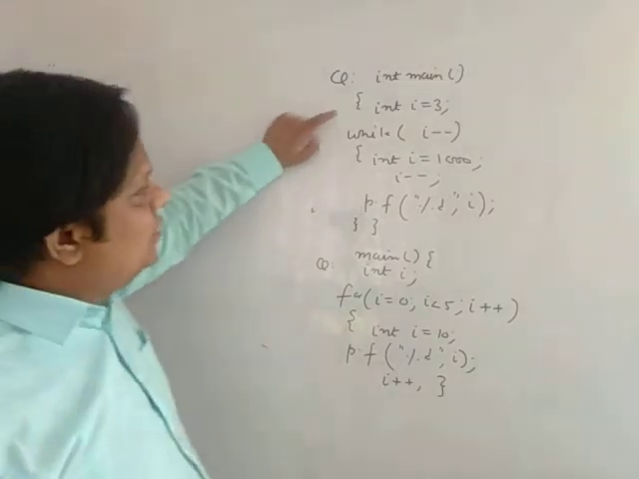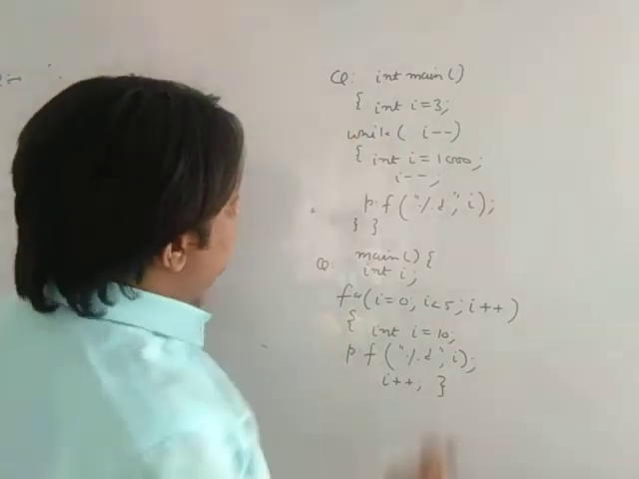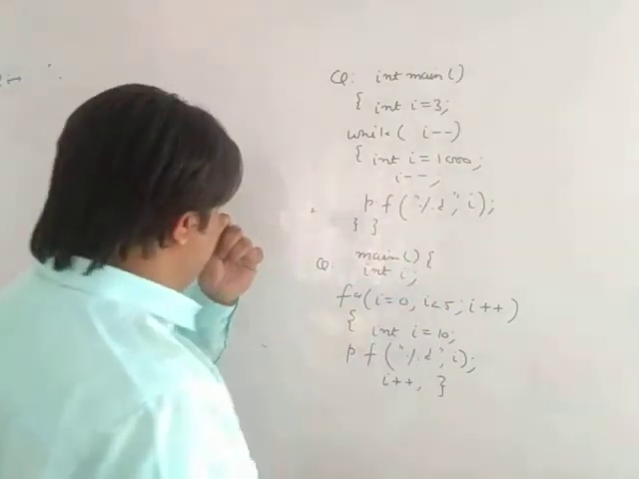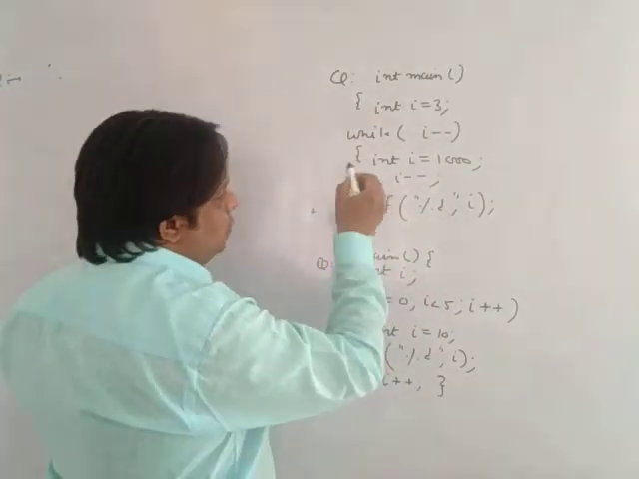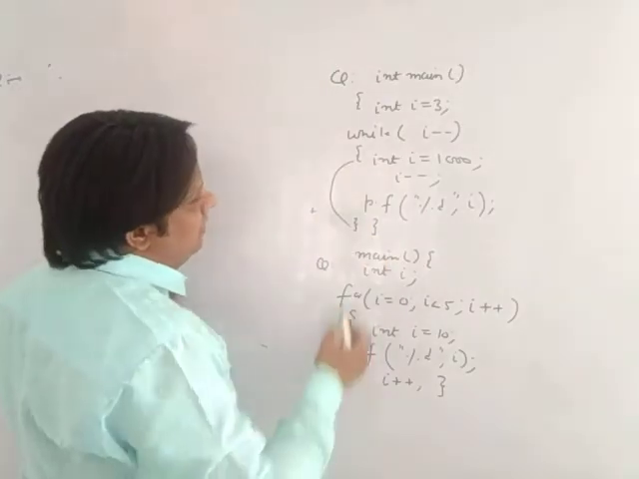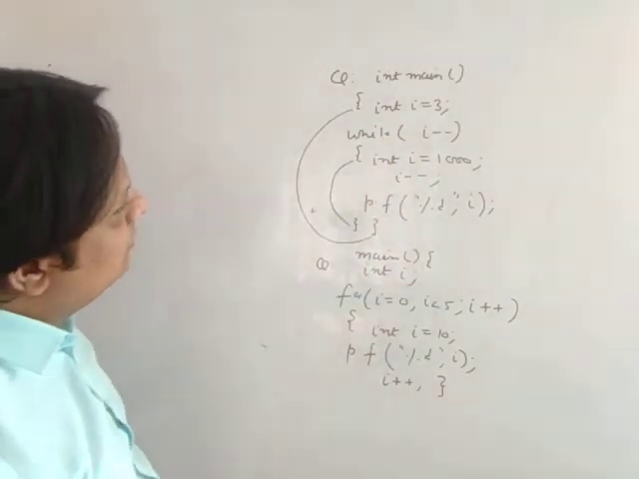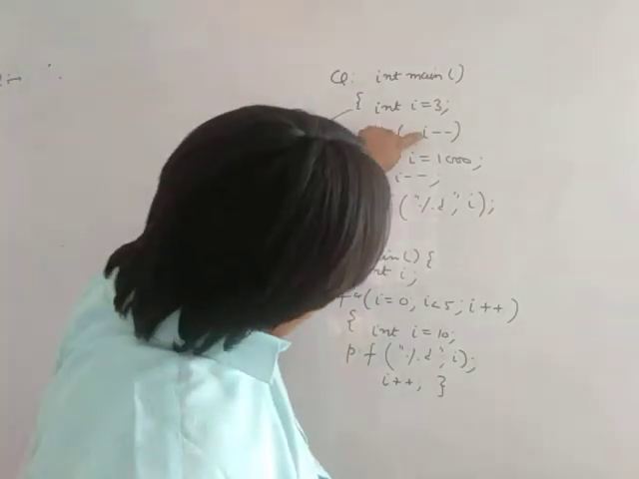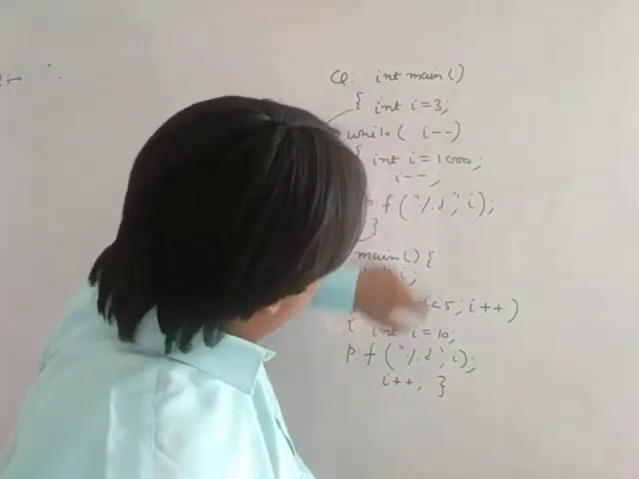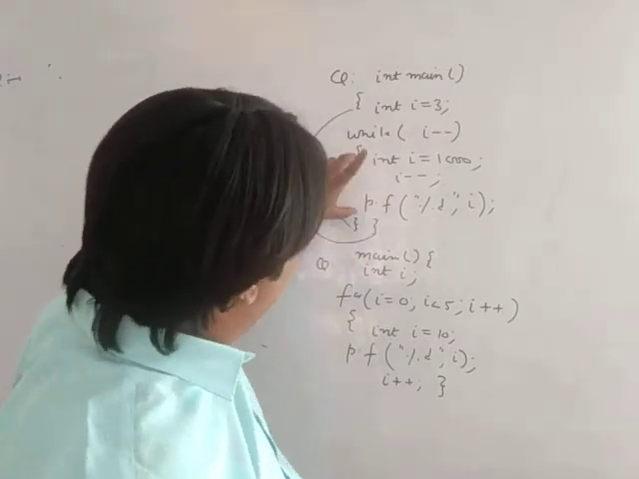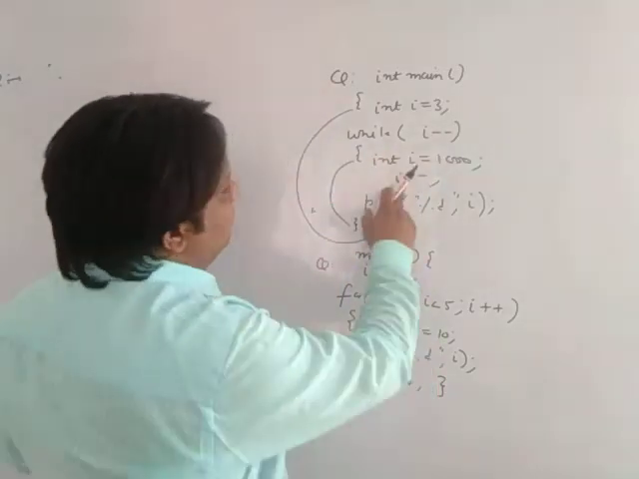It is saying i is equal to 3, while i minus minus and i equals 1000, i minus minus, print if i. See guys, this i is local here for this scope and this i is for this scope, fine. If I talk about this i, what is the value of this i? 3. And when I talk about this i, its value is not 3. This is the local. So we give preference to the local variable here. The value of i is 1000.